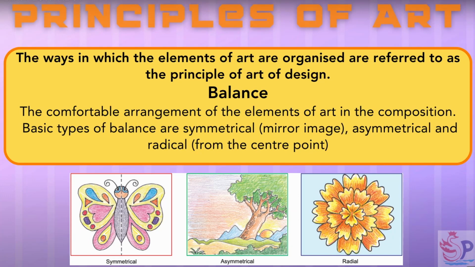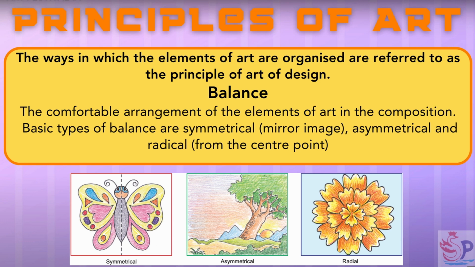Principles of art. The ways in which the elements of art are organized are referred to as the principles of art or design. Balance. The comfortable arrangement of the elements of art in the composition. Basic types of balance are symmetrical, mirror image, asymmetrical and radial, from the center point.